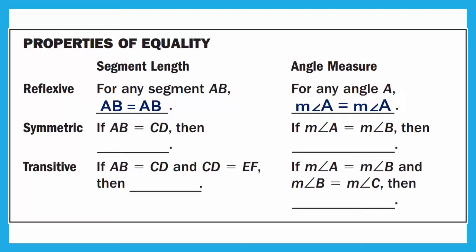So if a shape is sharing the same angle measure, then the angle measure is the same for both shapes. Symmetric. If AB is equal to CD, then you can say that CD is equal to AB. You can just switch places. And if the measure of angle A is equal to the measure of angle B, then the measure of angle B is equal to the measure of angle A.